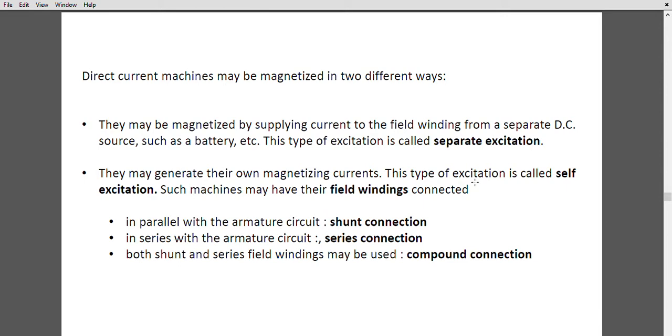Now, series excitation, as we all know, is if the excitation coil or the field coil is connected in series with the armature. Shunt excitation means if the field coils are connected in parallel with the armature, and compound excitation means both series and shunt coils are present alongside with the armature coil.